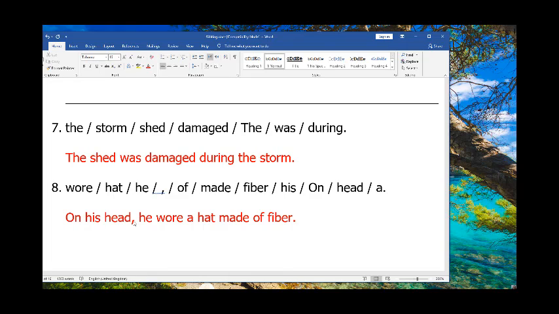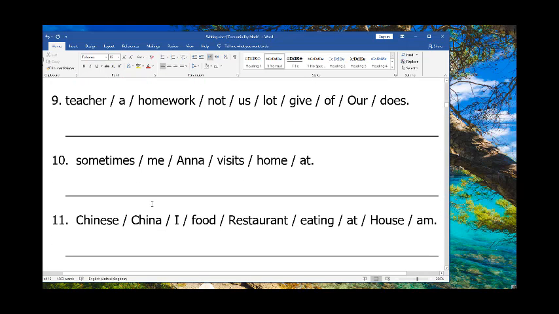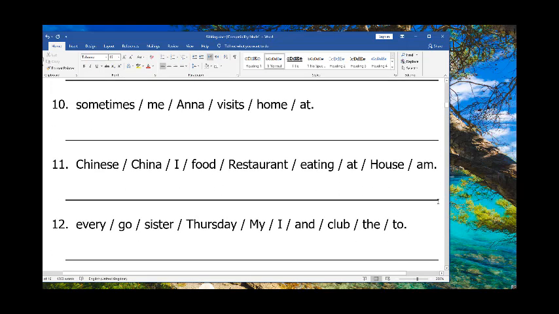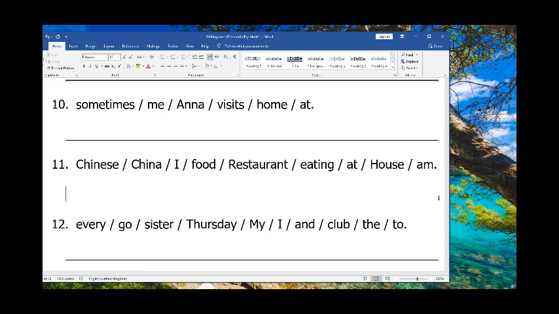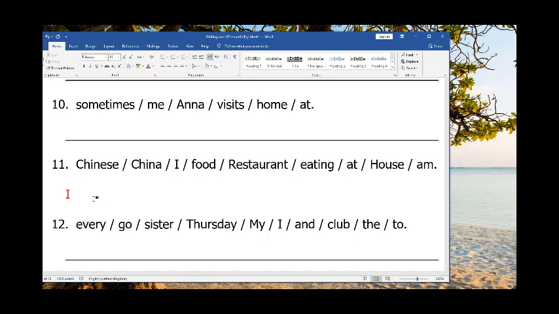Is it easy? Okay, let's look at the second page. For example, let's see number 11. I have here Chinese, China, I, food, restaurant, eating, at, house, am. Okay, I started with I. So what comes after I? Am. Excellent. So I am what? Eating. This is what tense? Present continuous. Right? So I am eating. Okay, I am eating what? I am eating food.